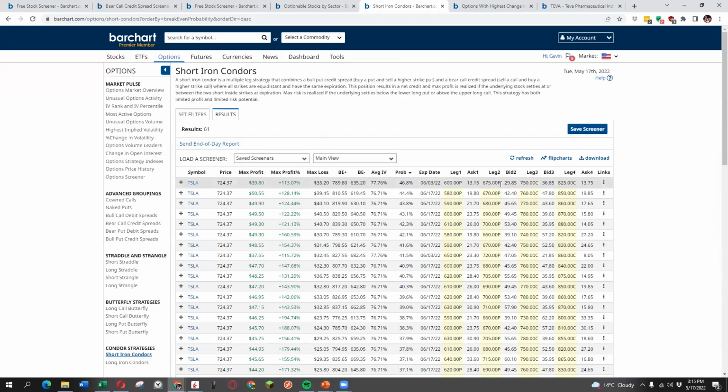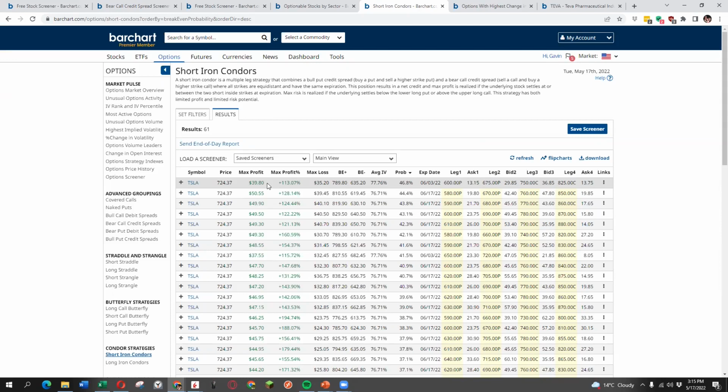So we're selling the 675 put, buying the 600 put. Again, that's quite wide. We could look to bring that in a bit narrower. And then on the call side, selling the 750 call, buying the 825 call. So that'll give us break-even prices of 635.20 on the downside and 789.80 on the upside. Receiving about 39.80 or $3,980 in credit.